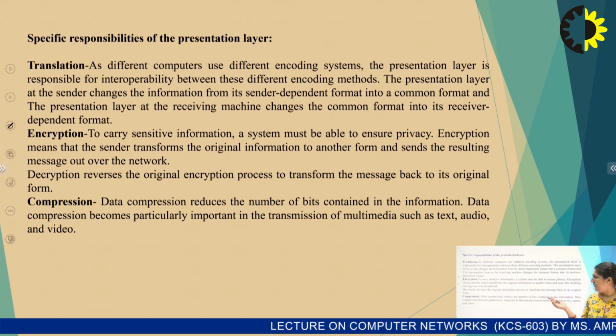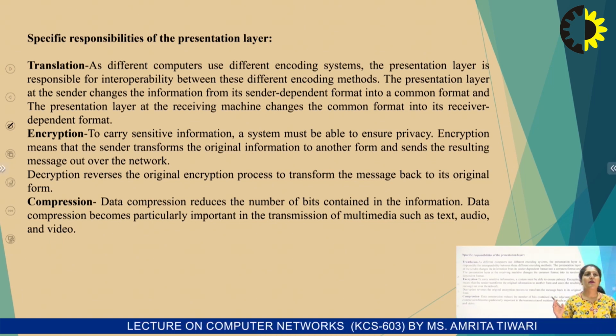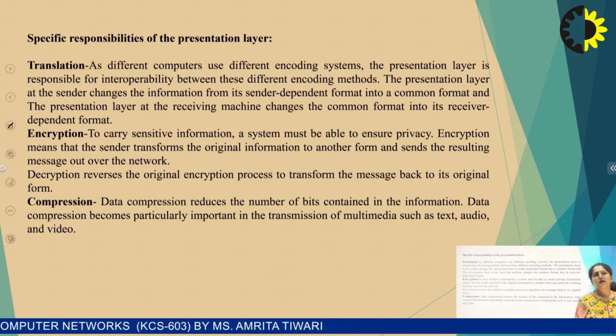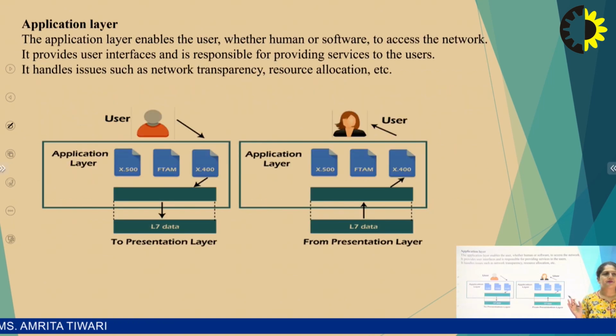Last is compression, which means it will reduce the number of bits. If the data is 5 MB, a very large size, and we want to reduce the size to 2 MB, we will compress the data so that text and video can easily be transmitted. Last is the application layer.